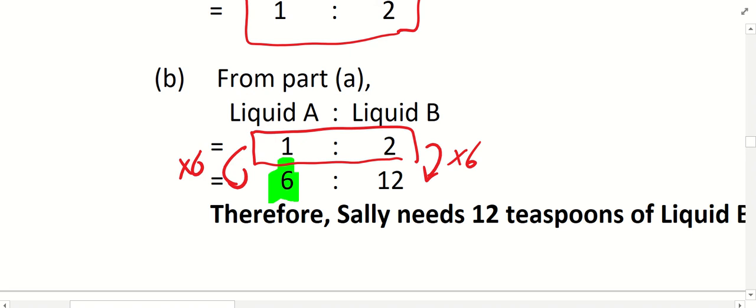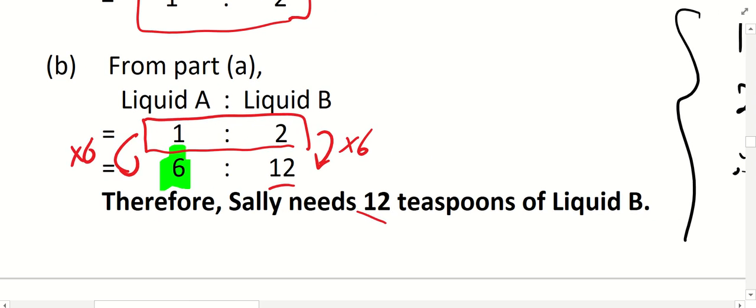So immediately, if I have 6 teaspoons of A, how many teaspoons of B do I have? Or rather, how many teaspoons of B should Sally include? Immediately, we can just read off 12 teaspoons and we're done. Okay, so Sally needs 12 teaspoons of B.